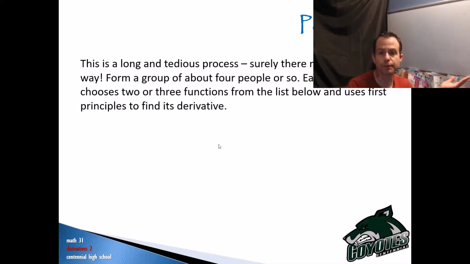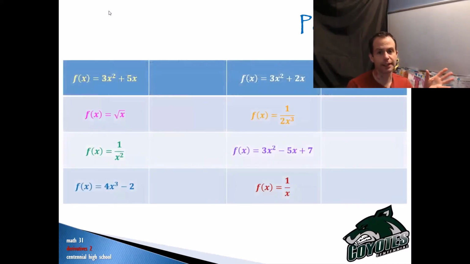Form a group of 4 people or so, and each person will choose 2 or 3 functions from the list below and use first principles to find this derivative. Now, from a YouTube perspective, obviously you're not going to get into groups, but I strongly encourage you to find the derivatives of these 8 functions, okay?